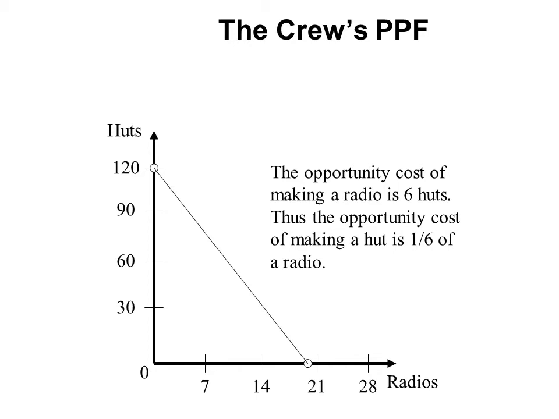These numbers become important because having a lower domestic opportunity cost means that a country has a comparative advantage in producing a specific product.